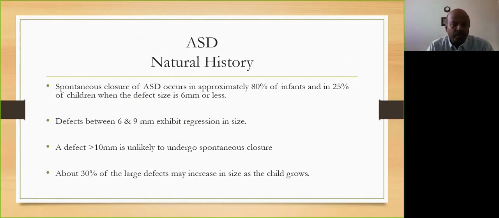Some of these defects between 6 and 9 mm can exhibit regression in size as the child progresses from infancy to childhood. And about 30% of the large defects may increase in size as the child grows.